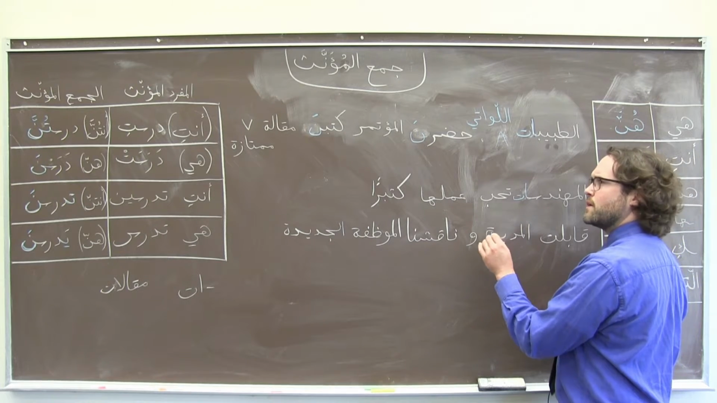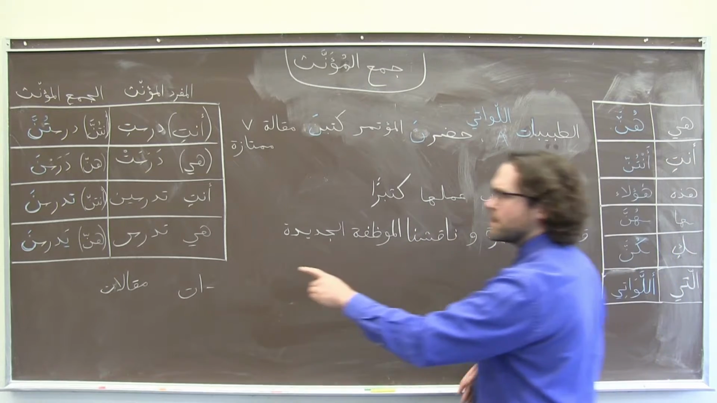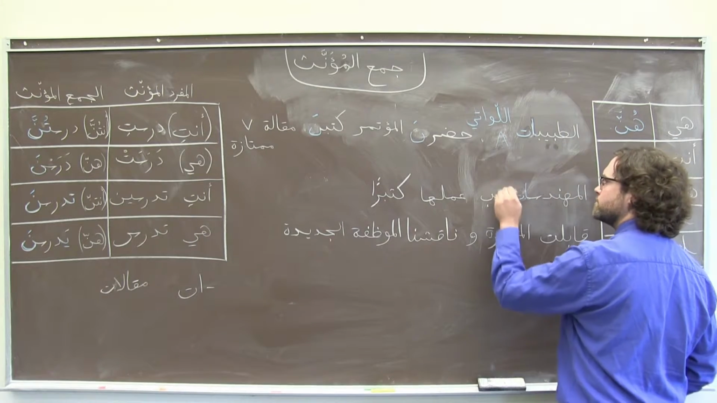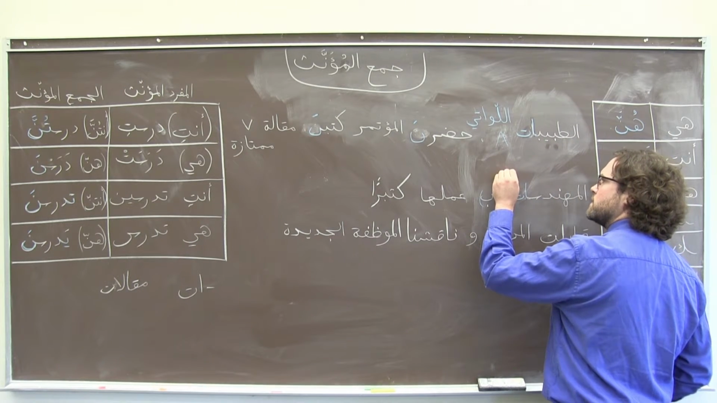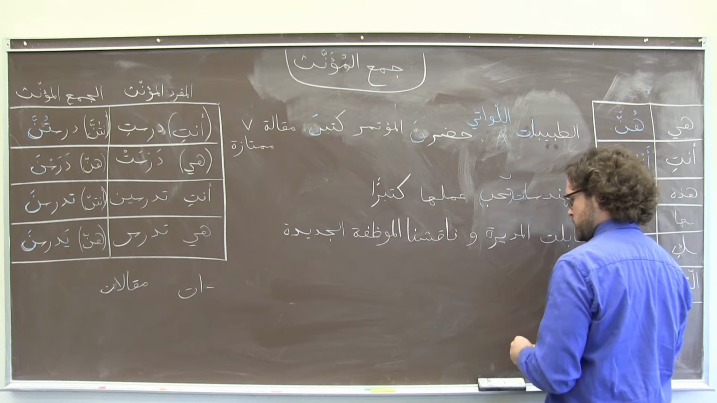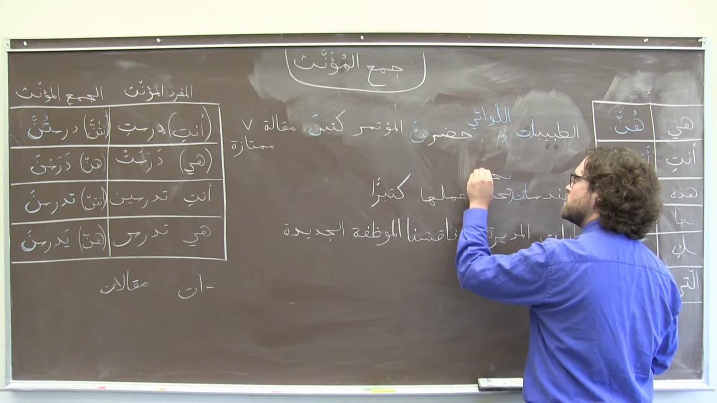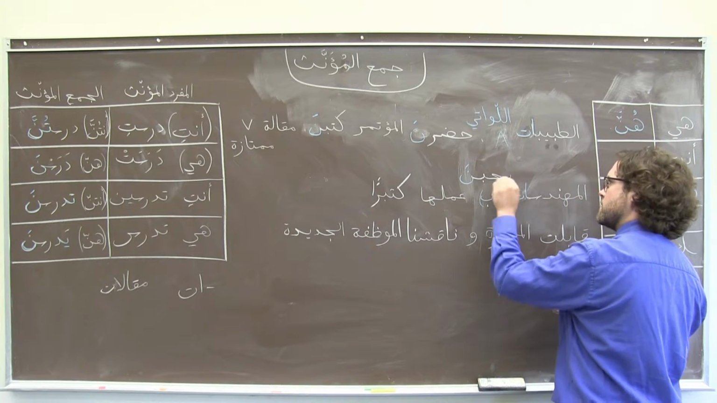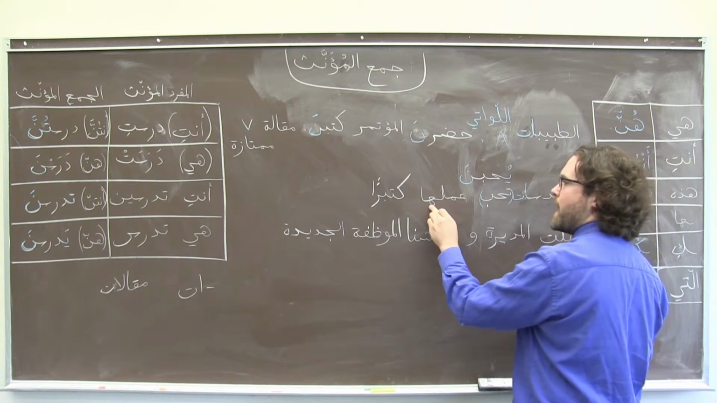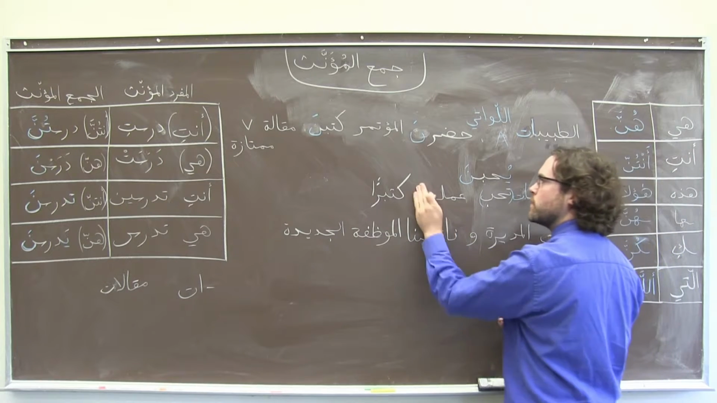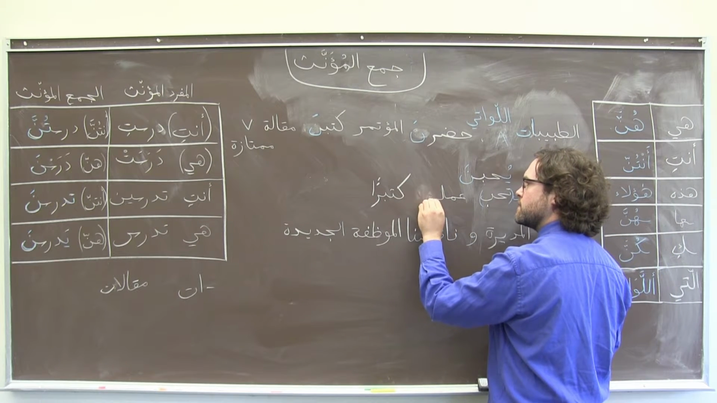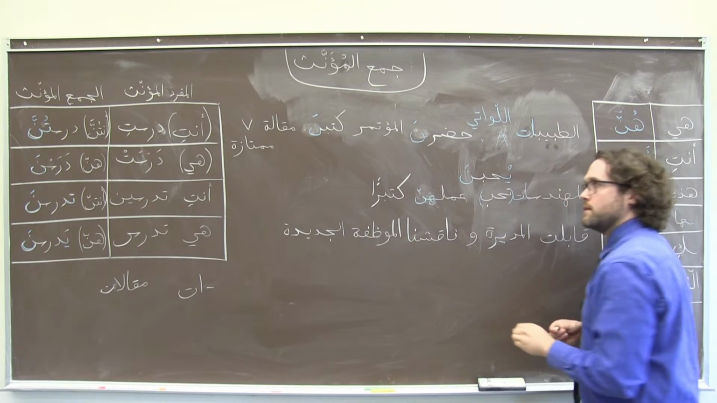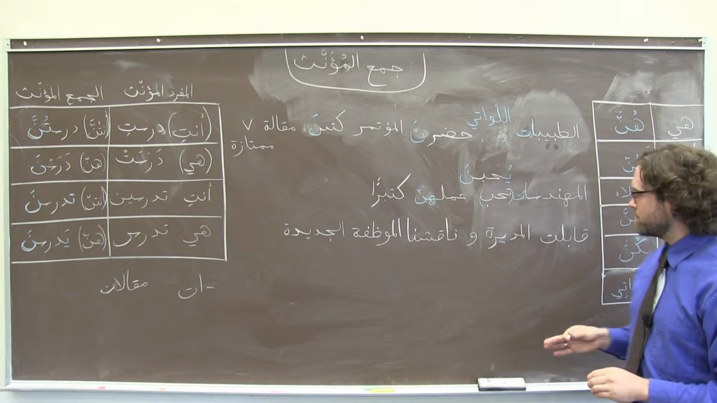المهندسات تحب, now we want to say they all like, so we can apply this template and say يحببن. عملها, her work, we want to make it their work, so we would say عملهن كثيرا, and the adverb stays the same.